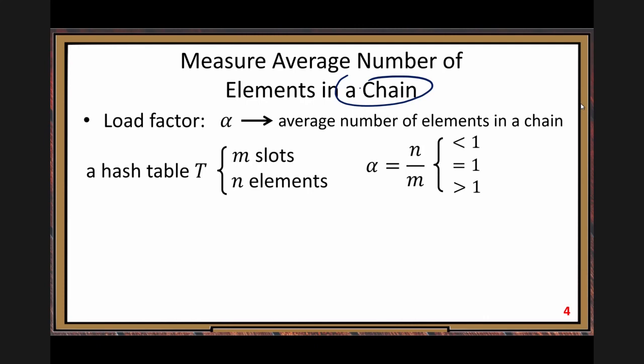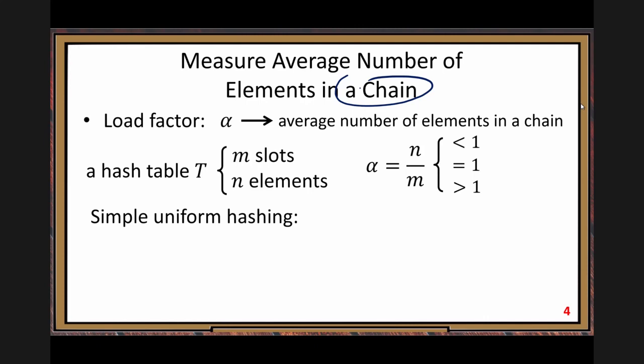But you can see the larger the alpha, the slower the performance, because you have too many elements in the fixed number of slots. So when you hash more and more elements, the overall performance will be slower and slower. So it's not a good method.